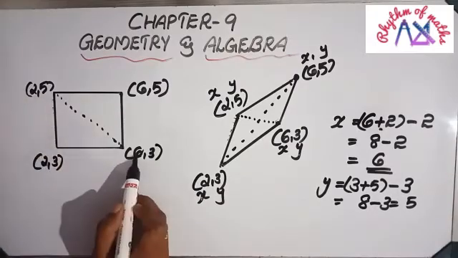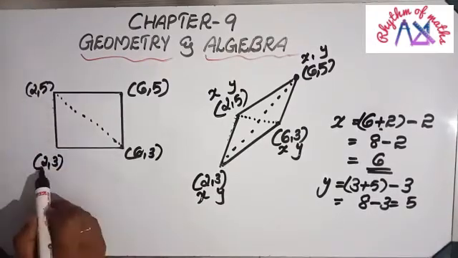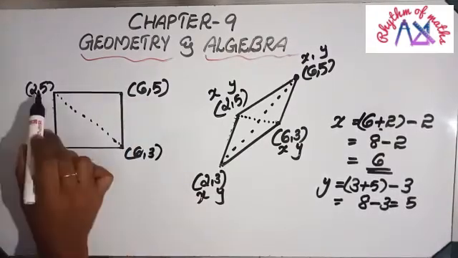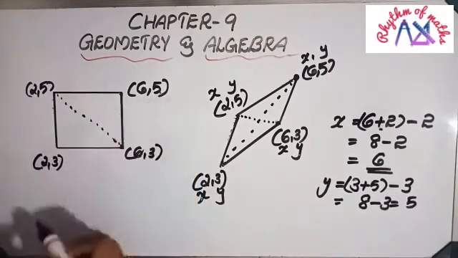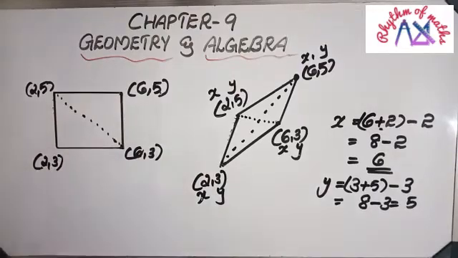So 2 plus 6, 6 plus 2, 8, 8 minus 2, 6 here. Then 5 plus 3, 5 plus 3, 8, 8 minus 3, 5 here. Okay, so for all the parallelogram we can apply this method. Okay, so this is an easy one.